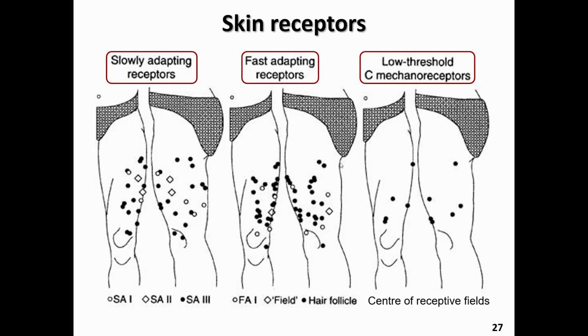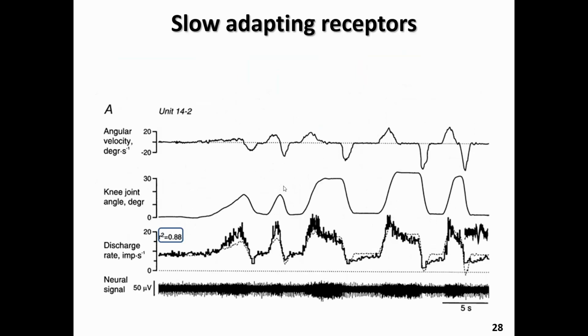In terms of the center of the receptive fields, once again here, you do see quite a bit of a range of these different types of receptors, including the slow adapting receptors, fast adapting, as well as low threshold C mechanoreceptors. So these are the ones that transmit slowly. But the main point here is that there are a range of different receptive field centers that will cover the anterior and lateral thigh.